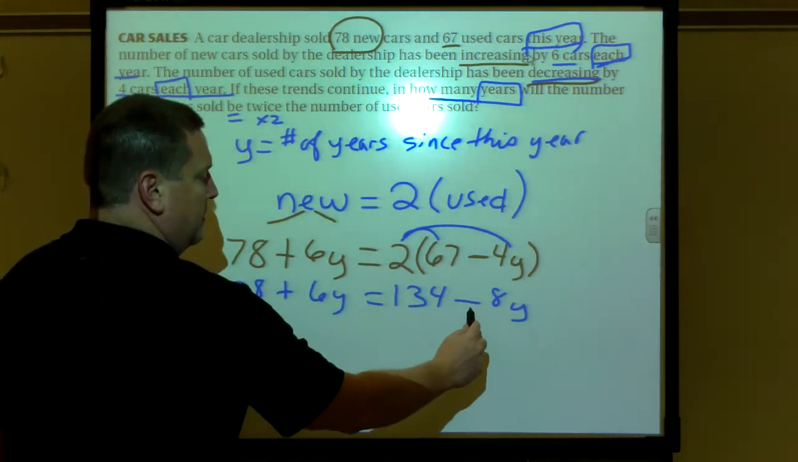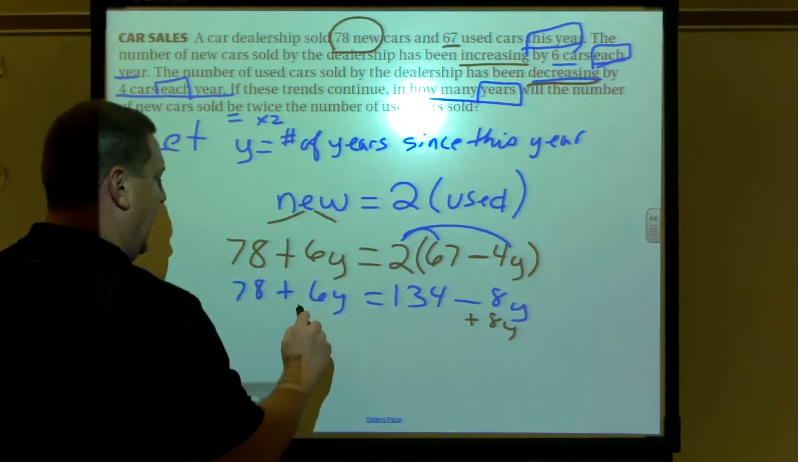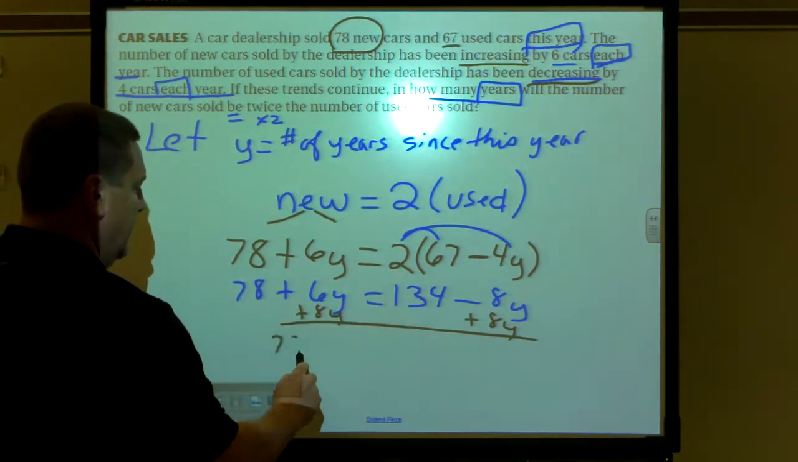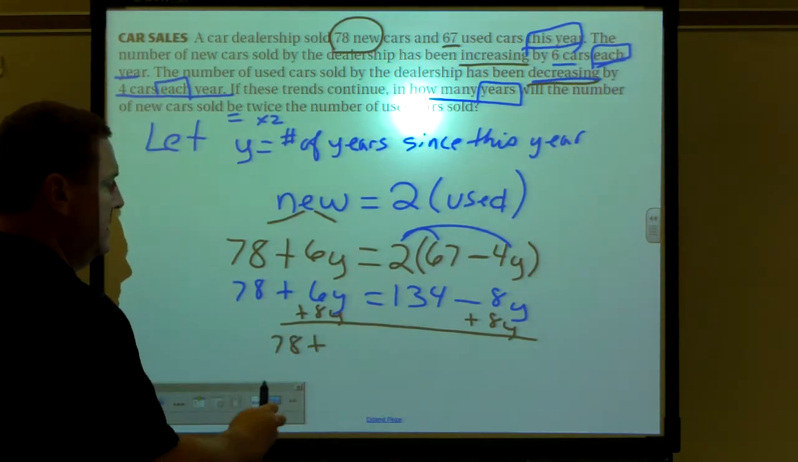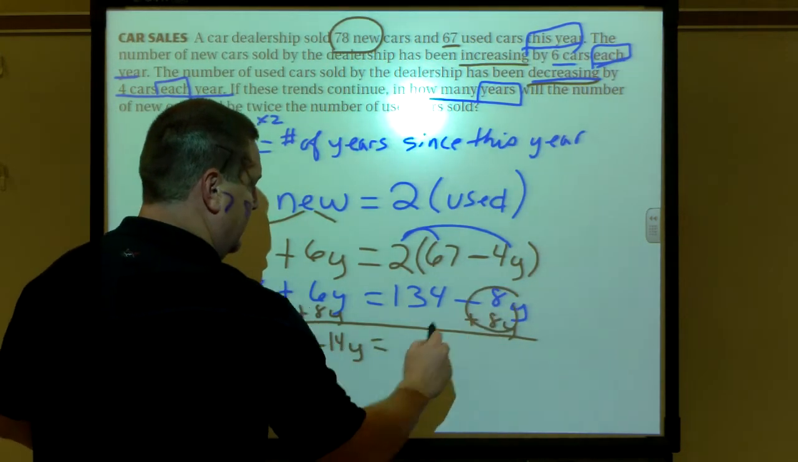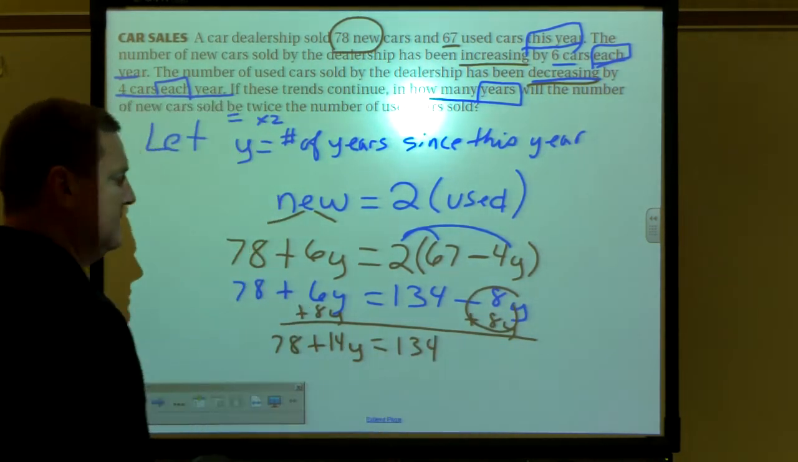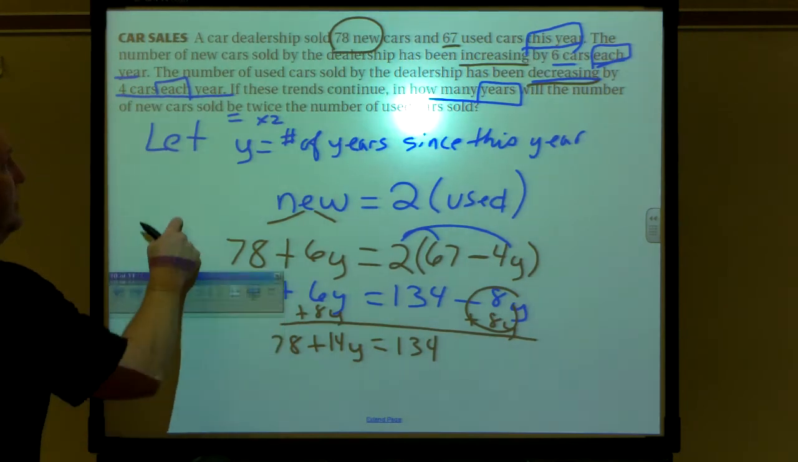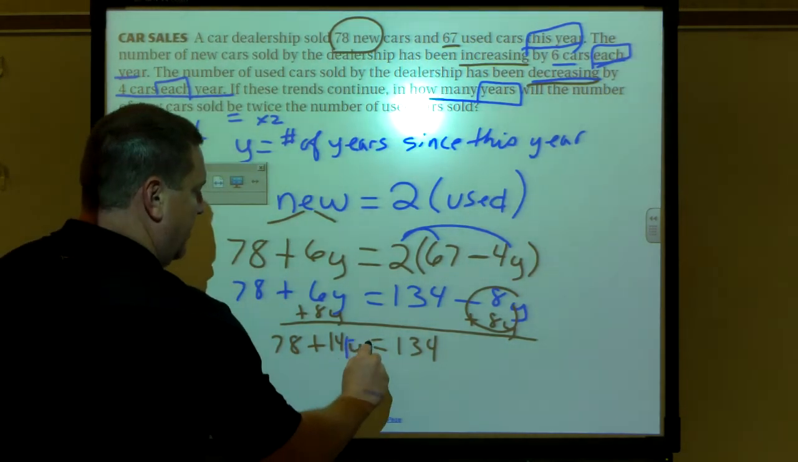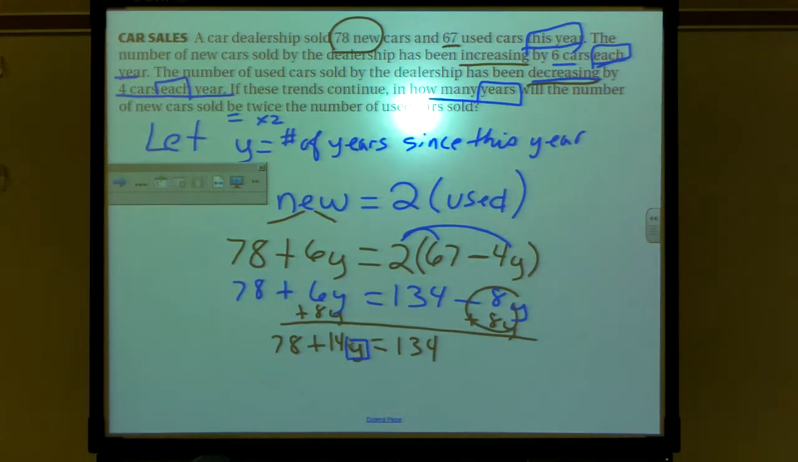This one's bigger than that one, so I'm going to get rid of the 8y by adding 8y to both sides. And I still have 78 plus, 6 plus 8 is going to give us 14y. This is a 0, and I still have 134 on this side. Now that my y's are all on one side, I just use reverse PEMDAS to solve.